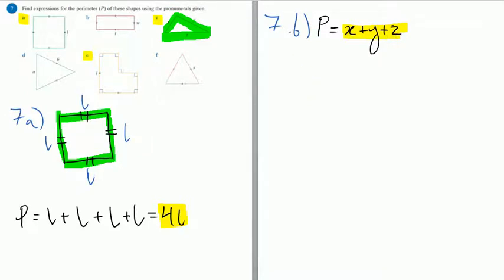That's it, right? Sorry, that should be 7C. That's my mistake. 7C, not 7B.